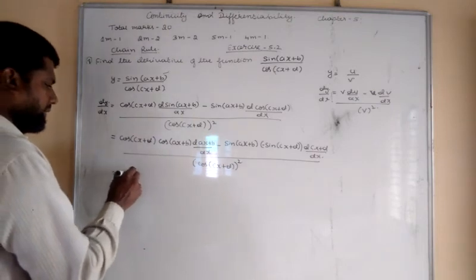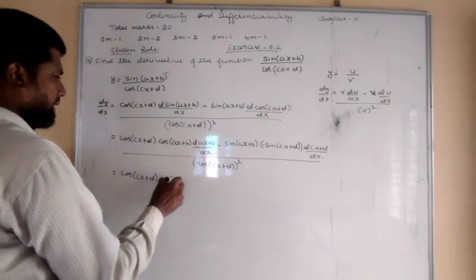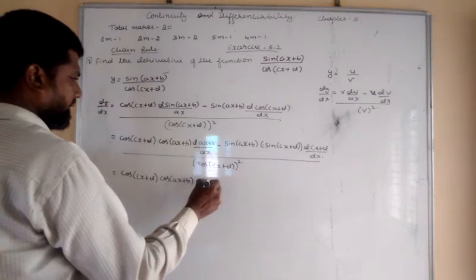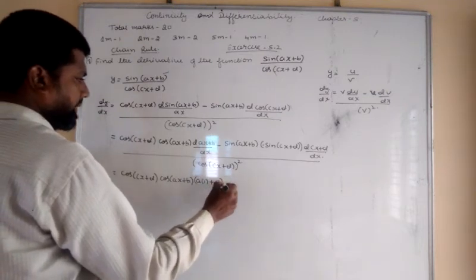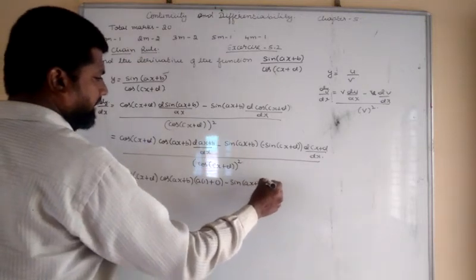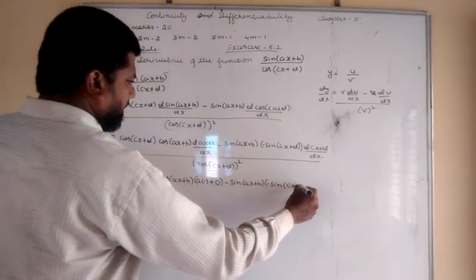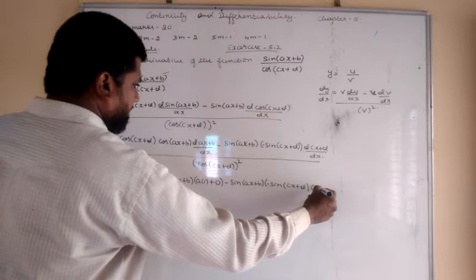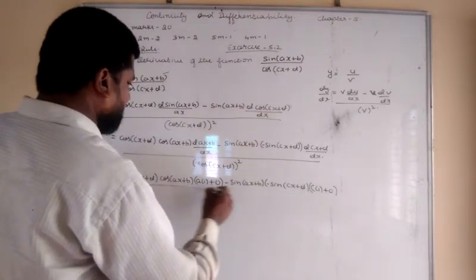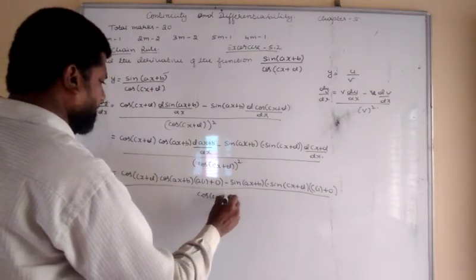So cos of cx plus d, cos of ax plus b. A constant, x differentiation 1, b constant is 0. Then sine of ax plus b. So minus sine of cx plus d. C constant, x differentiation is 1, d constant 0, by cos of cx plus d whole square.